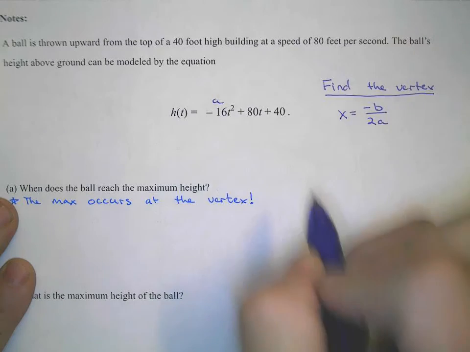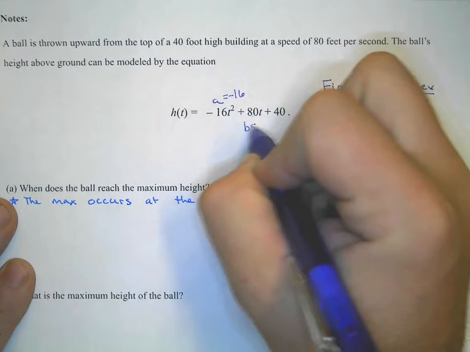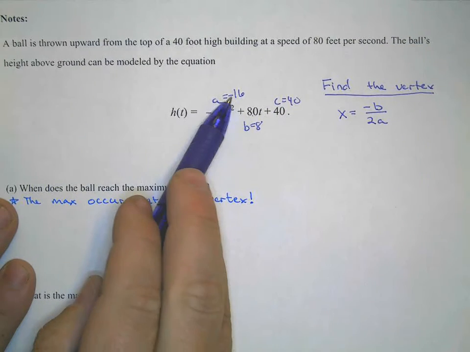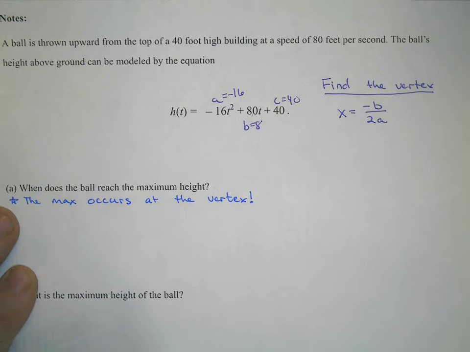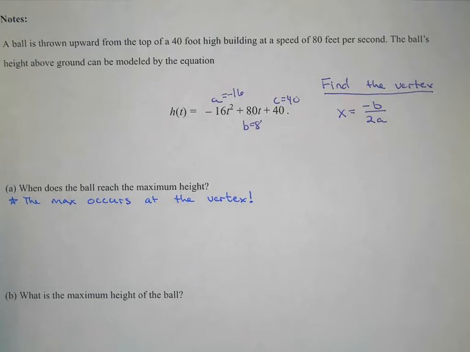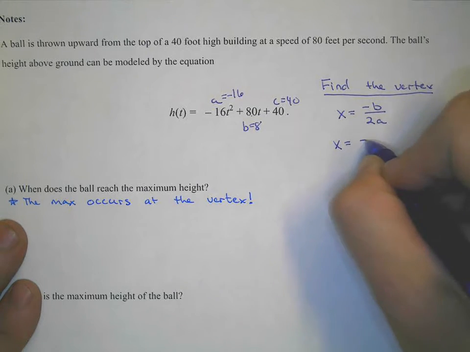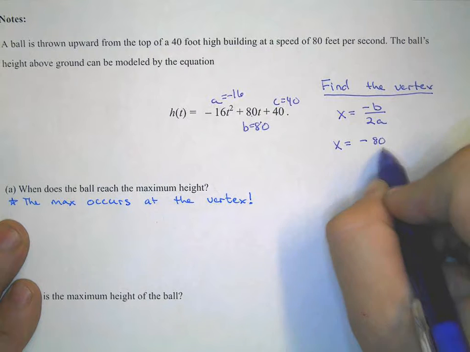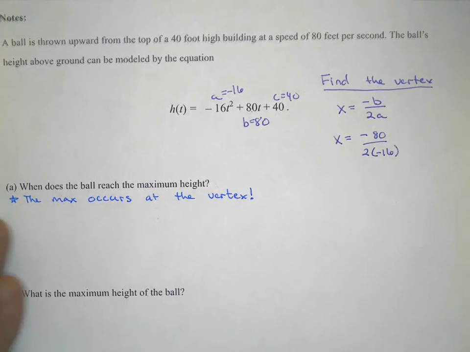We have our a is negative 16. We have our b equals 80. And then we have our c equals 40. So we've identified our a and we've identified our b. Now it's time to just plug into our formula, and then we'll find the x value of our vertex. So I have x equals negative 80 divided by 2 times negative 16.